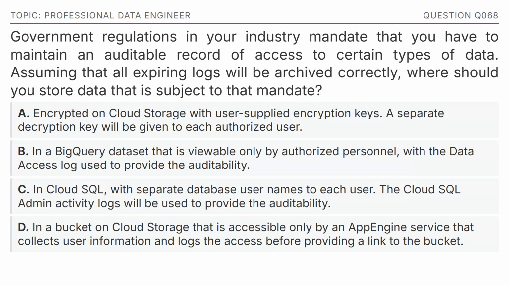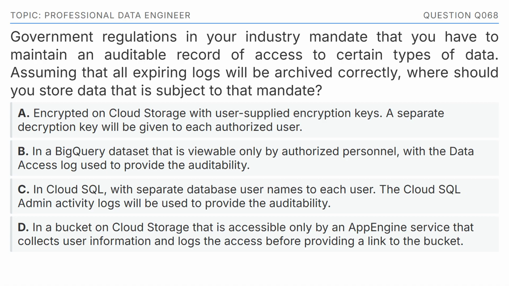Government regulations in your industry mandate that you have to maintain an auditable record of access to certain types of data. Assuming that all expiring logs will be archived correctly, where should you store data that is subject to that mandate? The options are: Option A, encrypted on cloud storage with user-supplied encryption keys. A separate decryption key will be given to each authorized user.